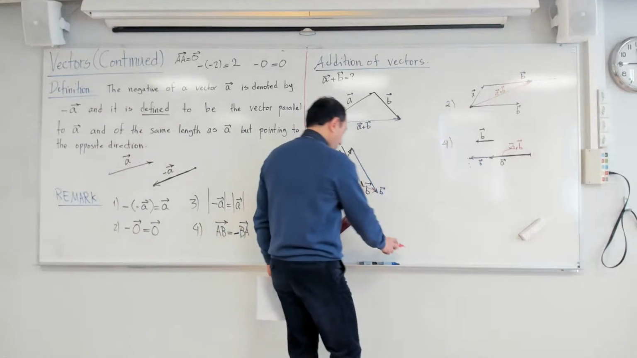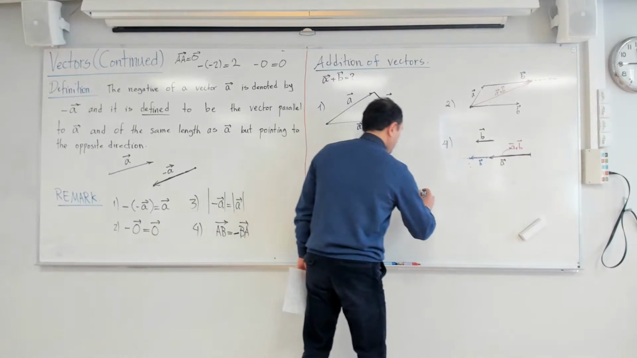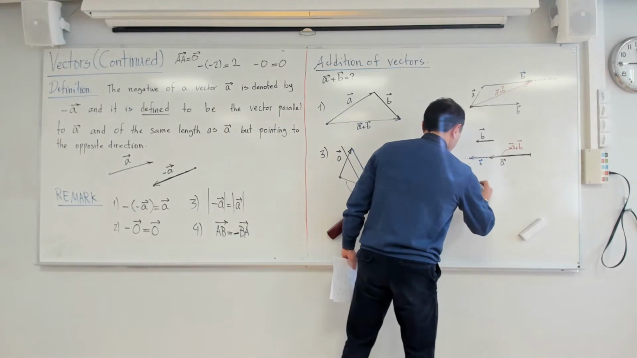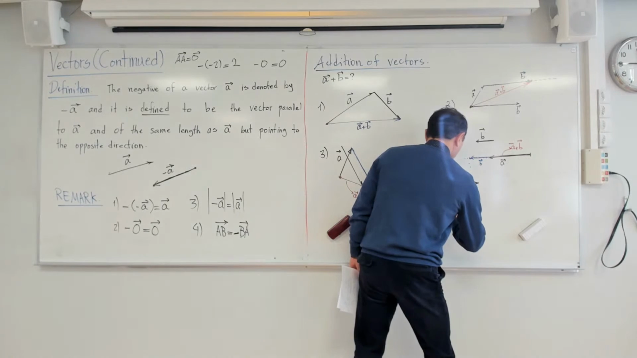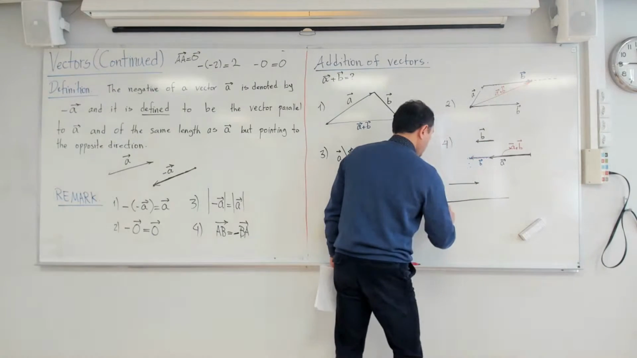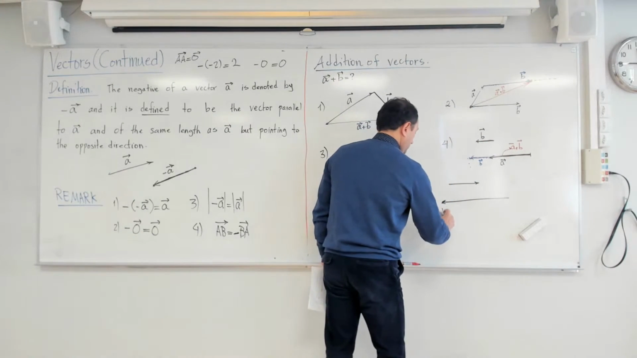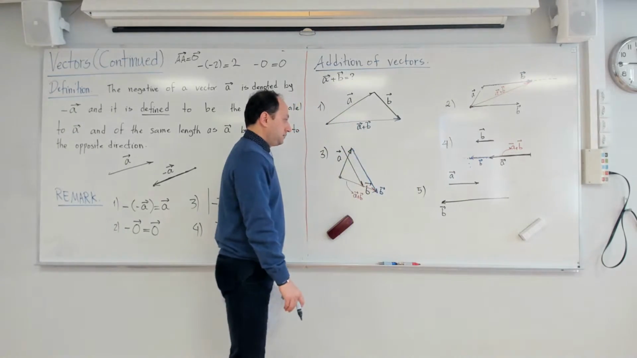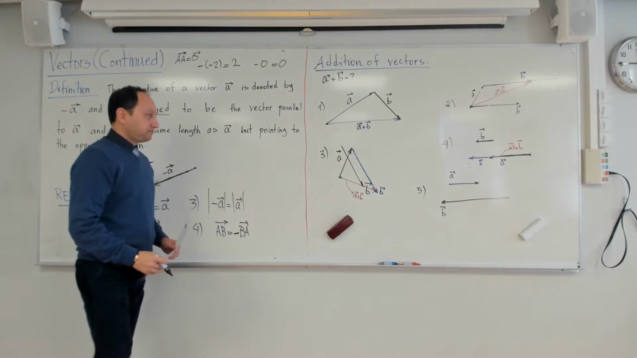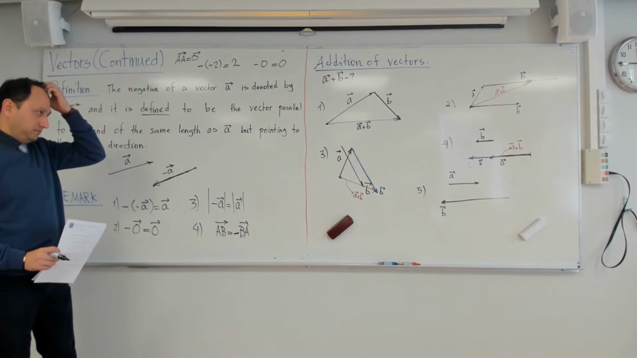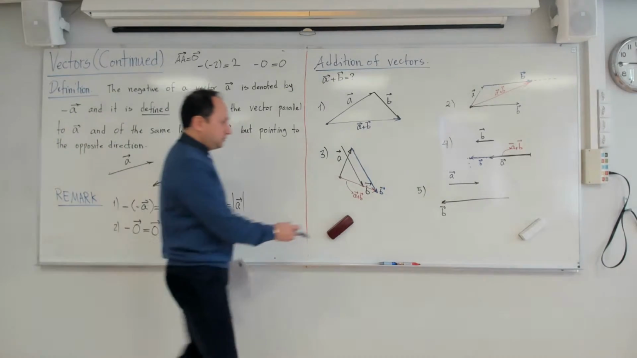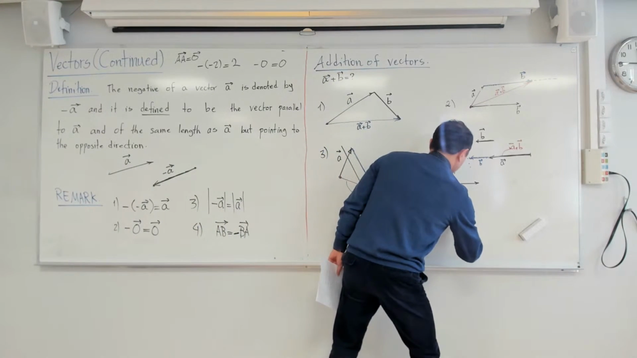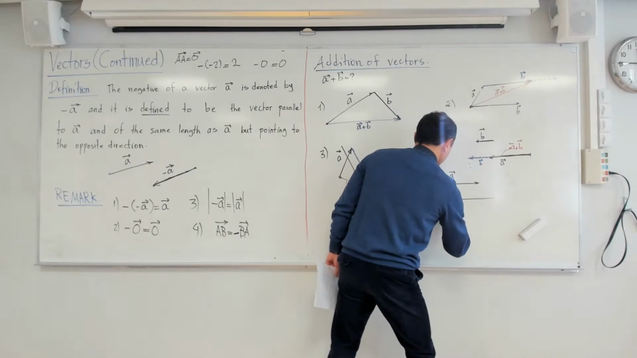Okay, and let me do one more. Number 5. What happens if I have this situation? I have vector A in this direction. I have vector B parallel to it, but in this direction. Yeah, let me make it parallel. So try to draw it parallel. Okay, so this is vector B.